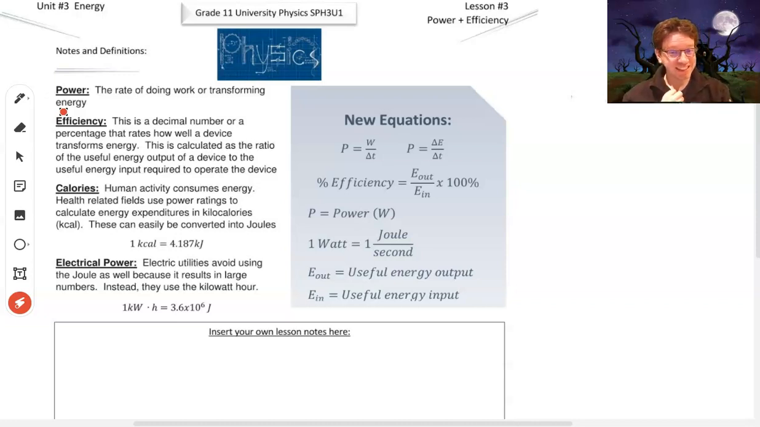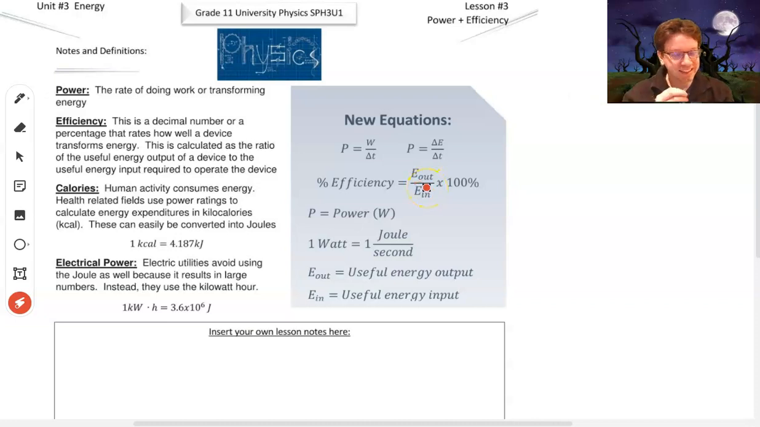Efficiency depends on what you want. For example, if you were to plug in a stereo, I'm assuming what you want is sound energy. Usually we don't want heat. Usually heat is lost, but sometimes we do want heat, maybe on a blow dryer. So when you're calculating efficiency, your efficiency is the useful energy that you get out of something over the energy that you put into it.